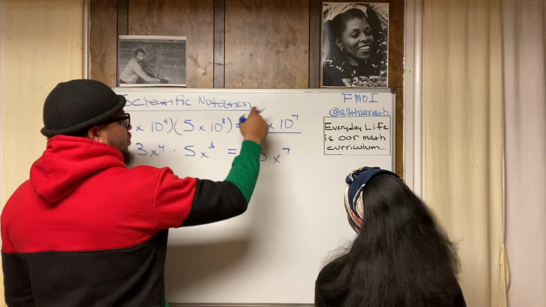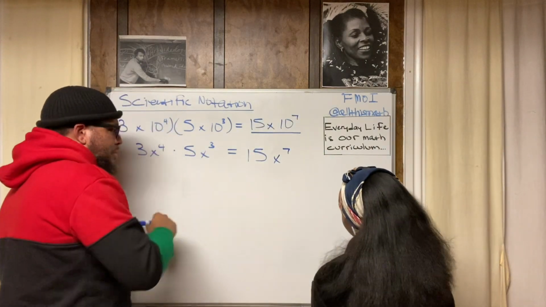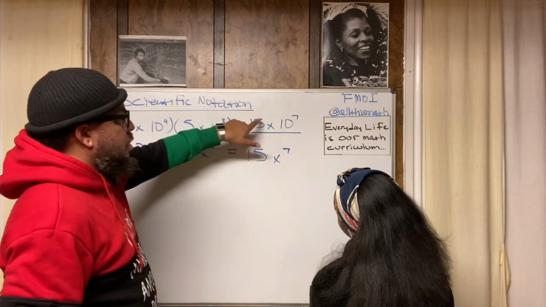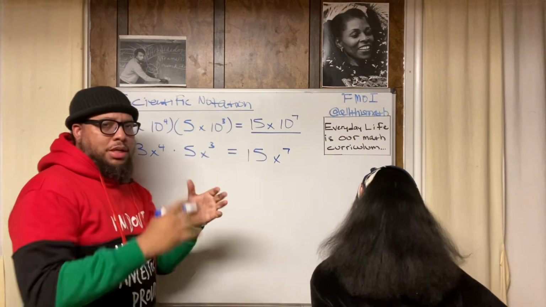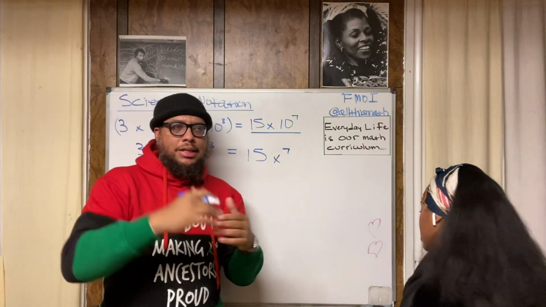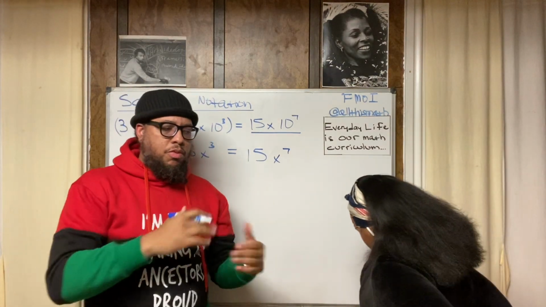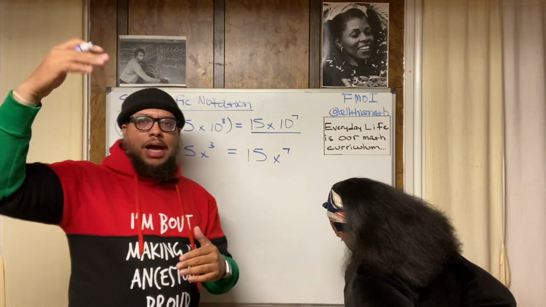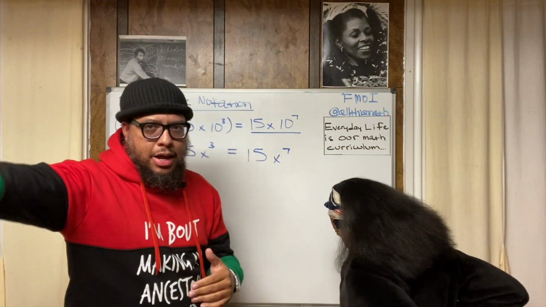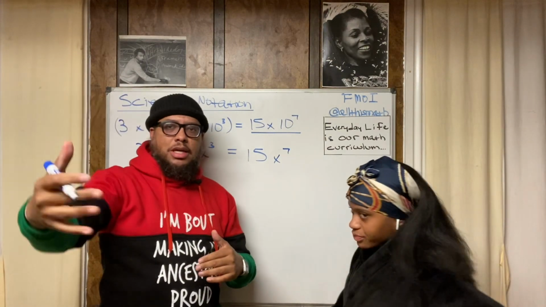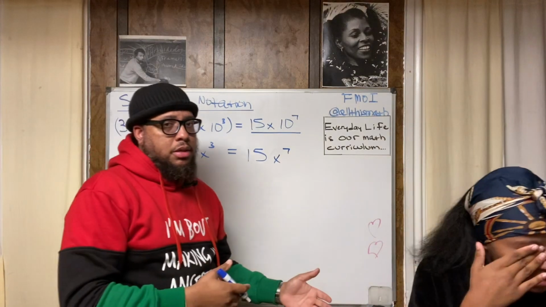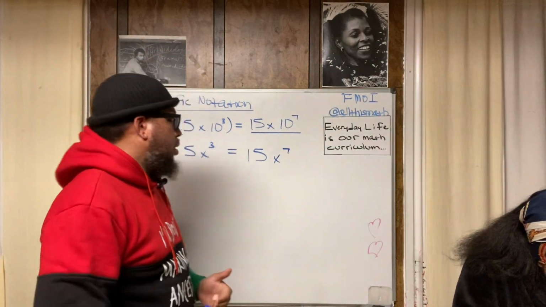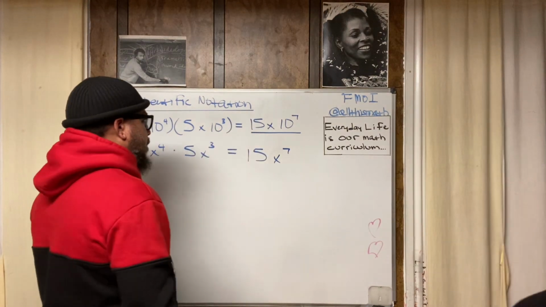But that's not scientific notation, because one part of scientific notation is this: the factor must be a number between 1 and less than 10. From 1 up to less than 10. It could be 9.99999, whatever, but it can't be 10. So we got to change this 15 into scientific notation.